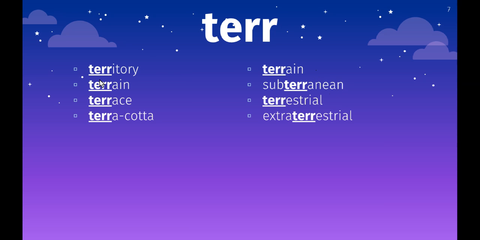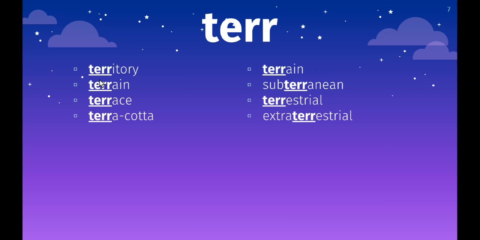Once again, think about where the roots are posted during your test. So territory, terrace, terracotta. On terracotta, make sure you have your dash in there, otherwise it will be marked wrong. So your other words, terrain, subterranean, terrestrial, and extraterrestrial, have the root ter in it, and it sounds like ter.